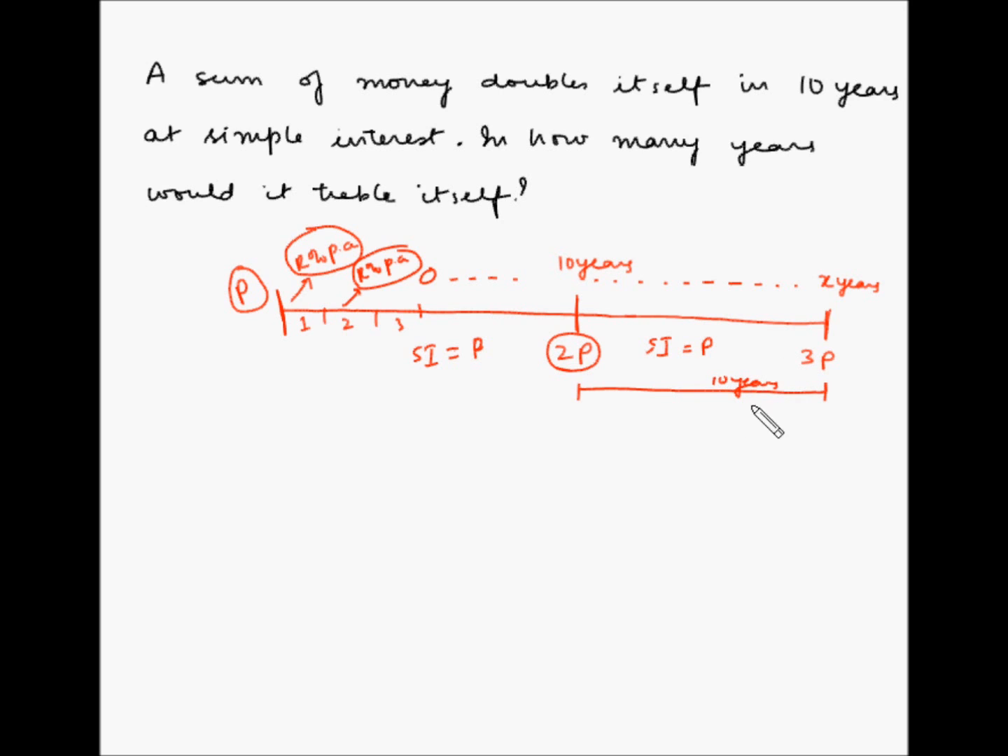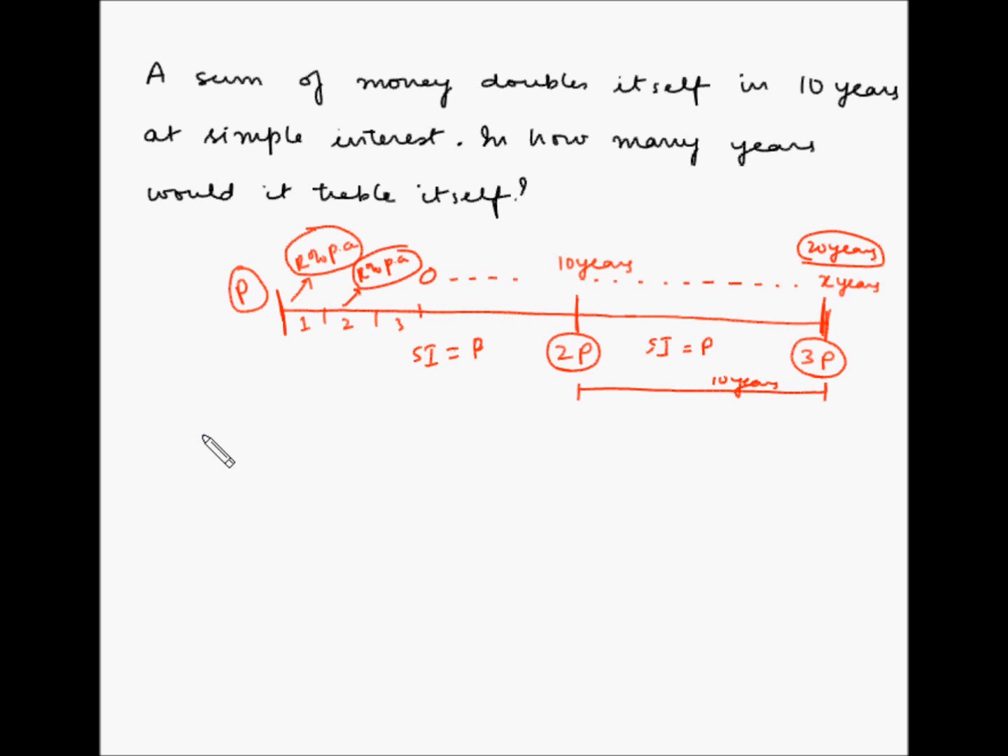So after the first 10 years and another 10 years, your principal amount will become 3 times itself. So basically at the end of 20 years the principal amount will triple itself. Now let's look at another way of obtaining this answer.